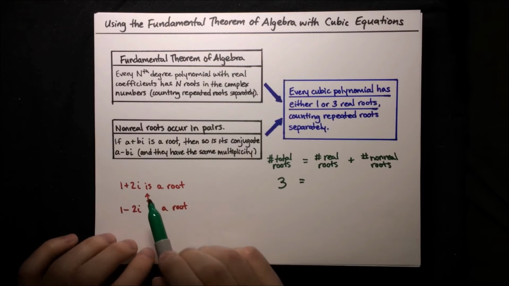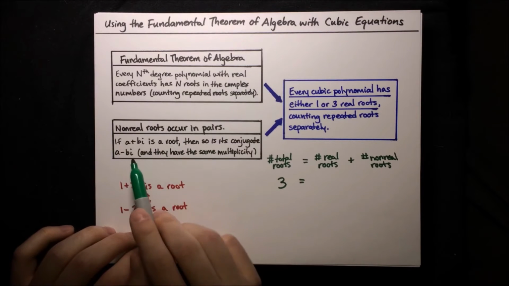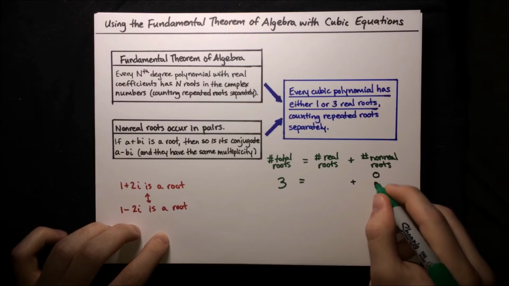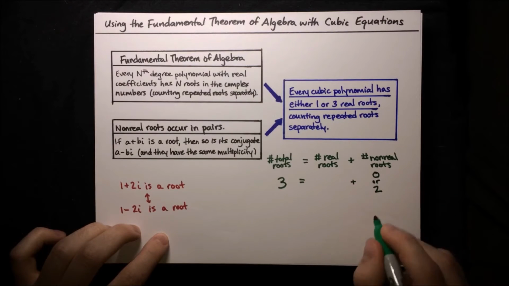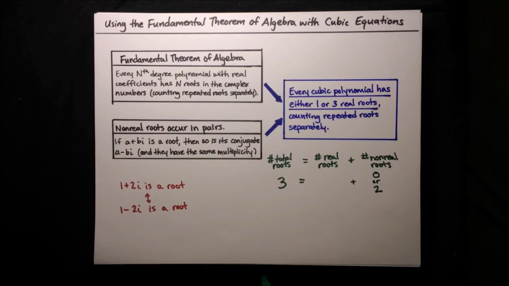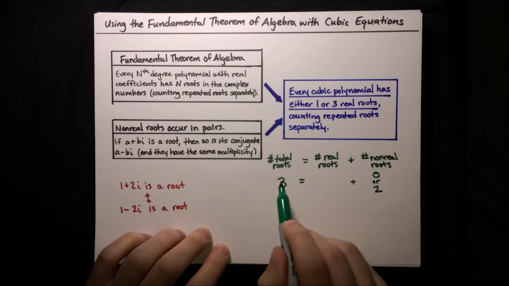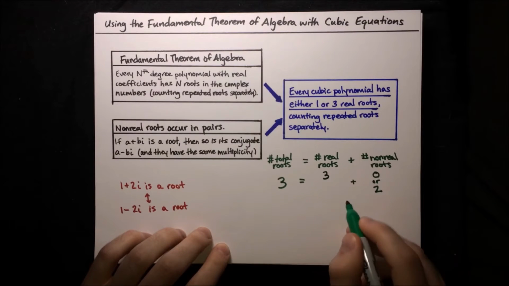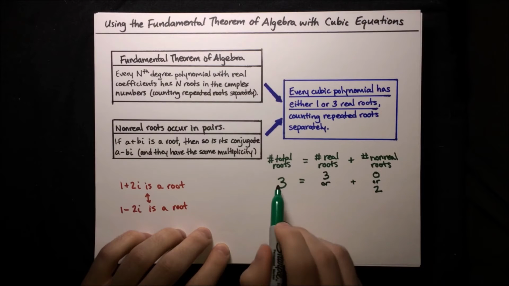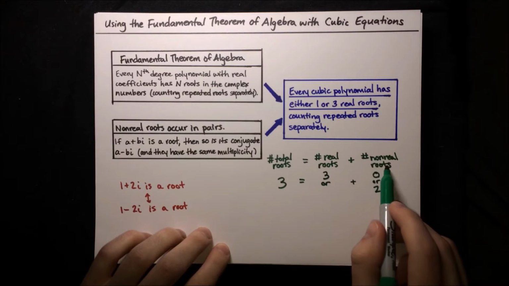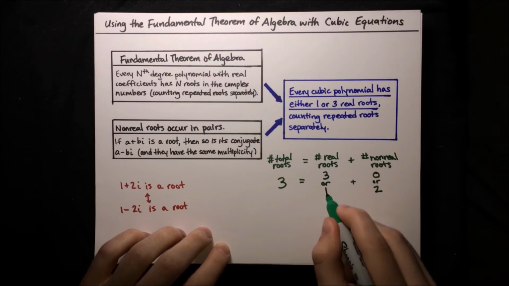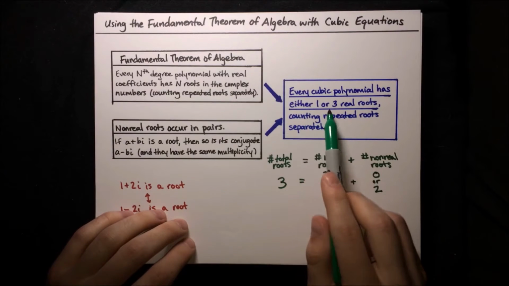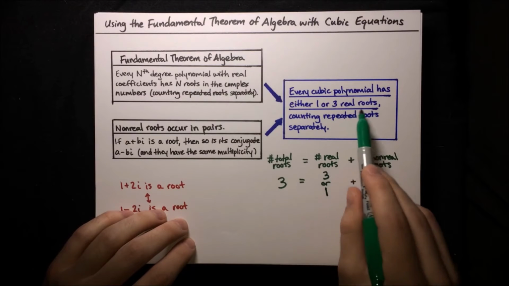We also know that non-real roots have to occur in pairs. So we have either 0 non-real roots or 2 non-real roots. Now, just doing some simple algebra, if we have 3 total roots, 0 of which are non-real, then 3 of them have to be real. Or if we have 3 total roots and 2 of them are non-real, then 1 of them has to be real to sum to 3. So there we go. Every cubic polynomial has either 1 or 3 real roots.